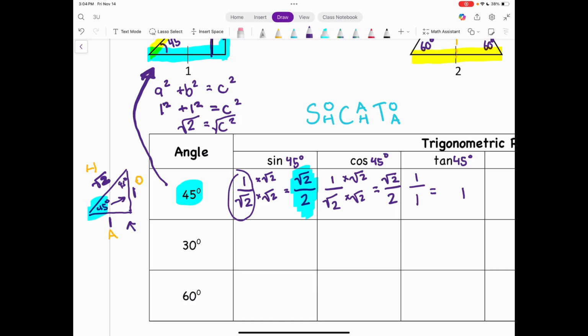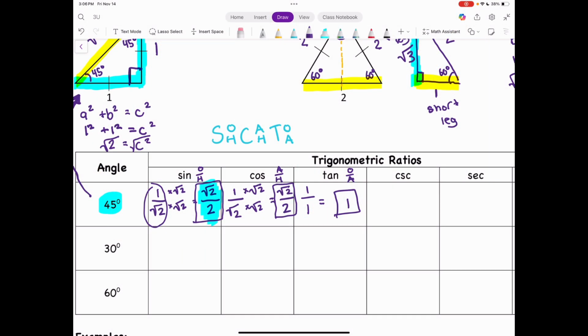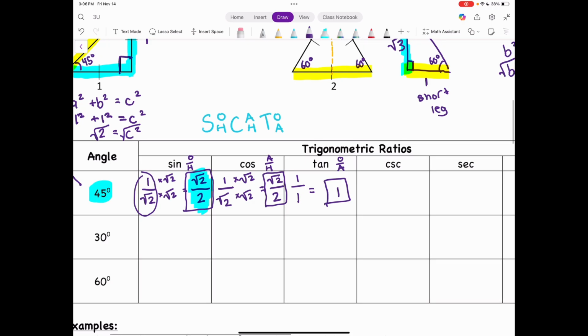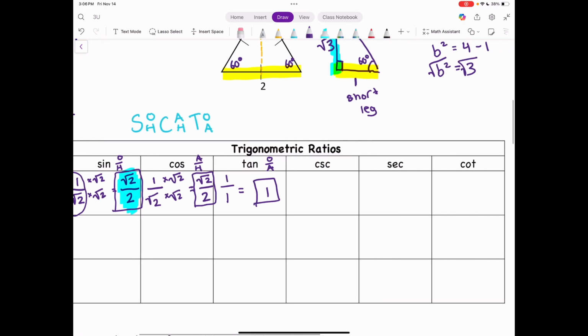So the exact answer for sine at 45 is the square root of 2 over 2. And if you put the square root of 2 divided by 2 into your calculator, you will get 0.707 and so on, which is what we got in our calculators earlier when we typed in sine 45. The exact answer for cosine 45 is the square root of 2 divided by 2. And the exact answer for tangent at 45 is 1. We all know that sine is opposite over hypotenuse, cosine is adjacent over hypotenuse, and tangent is opposite over adjacent.